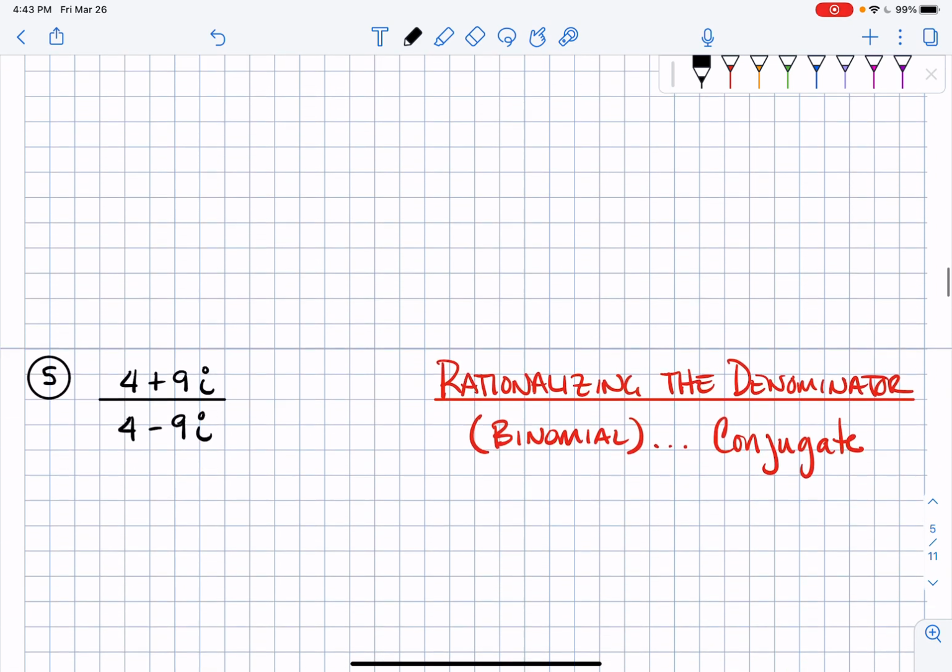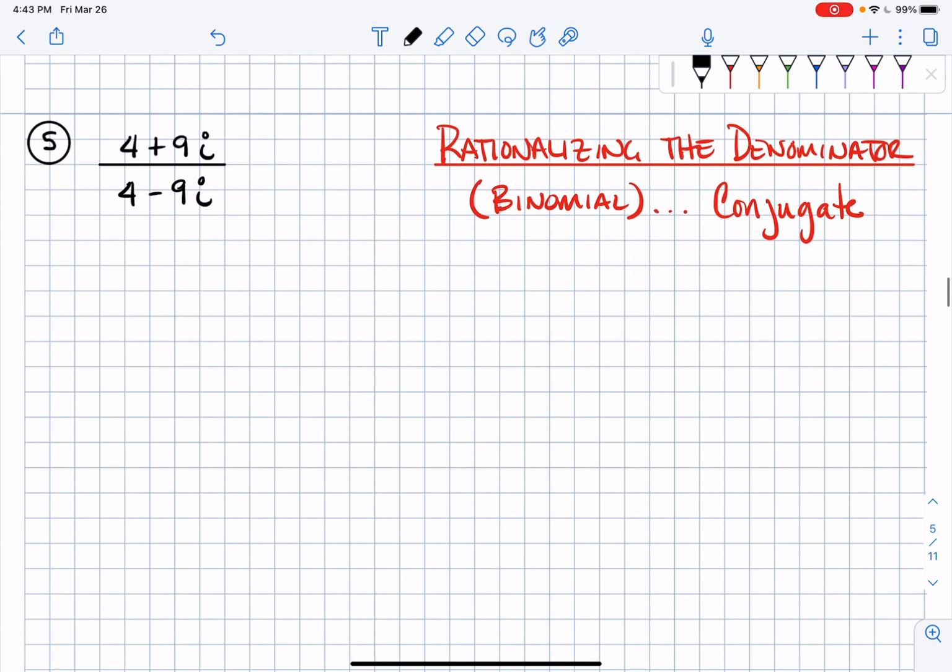Number 5. Ooh. It is still rationalizing the denominator because I have a 9i, because of the i in the denominator, but it is a binomial. So first of all, I like my parentheses around my binomials, right? It makes it a family. So I want to get rid of the i in the denominator. I don't care about the i in the numerator. It can be there. It's the i in the denominator. So I would want the conjugate of the bottom. So I would multiply top and bottom by 4 plus 9i.